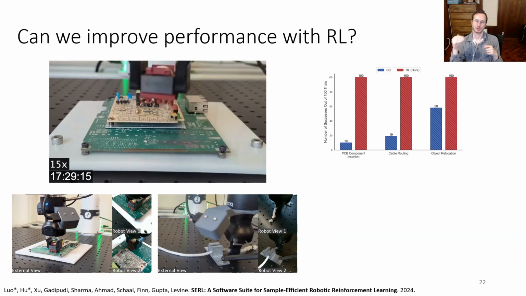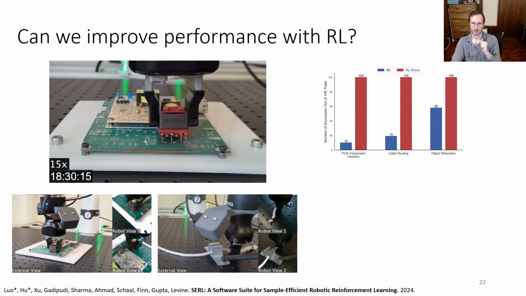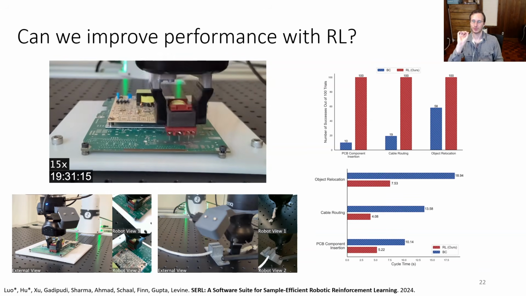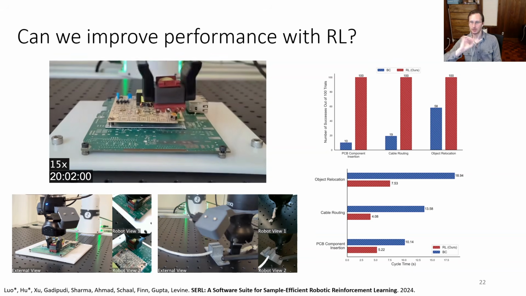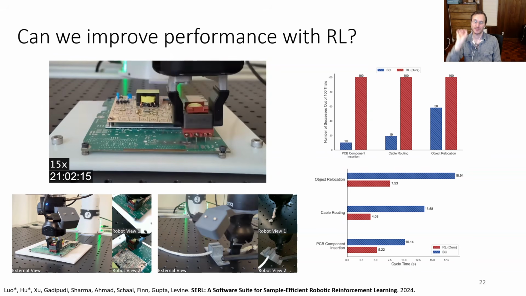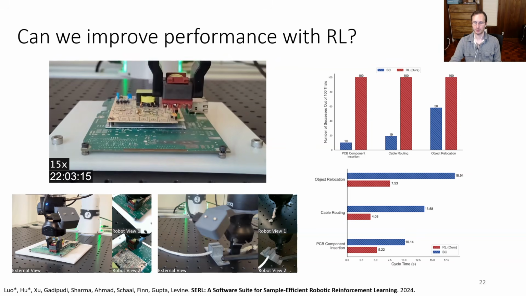This is showing the success rate, and you can see that here the RL method has 100% success across these three tasks, whereas imitation learning is quite a bit worse. But even more importantly, we could look at cycle time, meaning how many seconds does it take to complete the task. And here you can see that RL is 2 to 3 times faster than imitation learning because it's actually optimized to do the task better instead of relying on imitation.